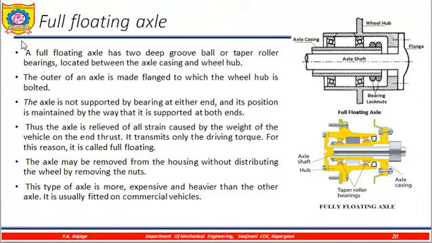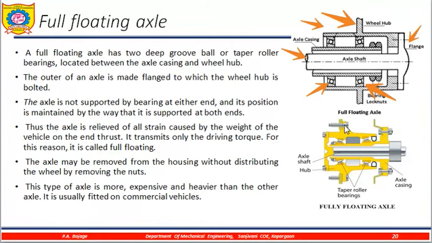The next type is the full floating axle. Now in this full floating axle, you can see this is the wheel hub, this is the axle shaft, which is again one end connected to the differential and the other end connected to this wheel hub, and you have this casing, and there are two bearings, two roller bearings, and this is the flange at the end.